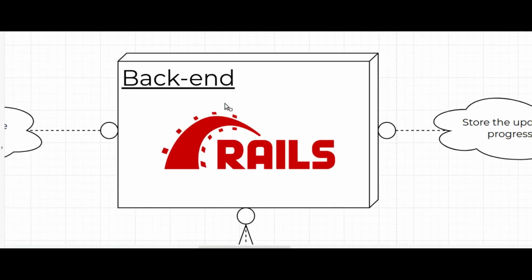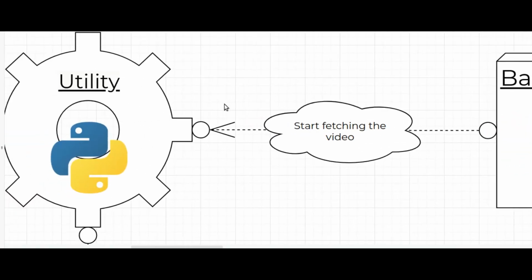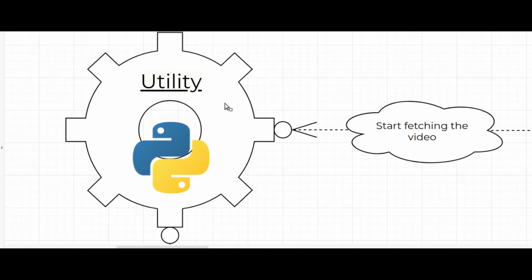It's not really a backend in the sense of Ruby on Rails having a database and fetching the data itself. It's sort of acting as the middleman between our utility function, which is Python, which is actually fetching the data, and our database, which is Postgres database, and that's actually going to be storing the progress of the video. So first, Ruby on Rails is going to go to Python and say, hey, Python, start fetching the video. And that's going to be our utility function.